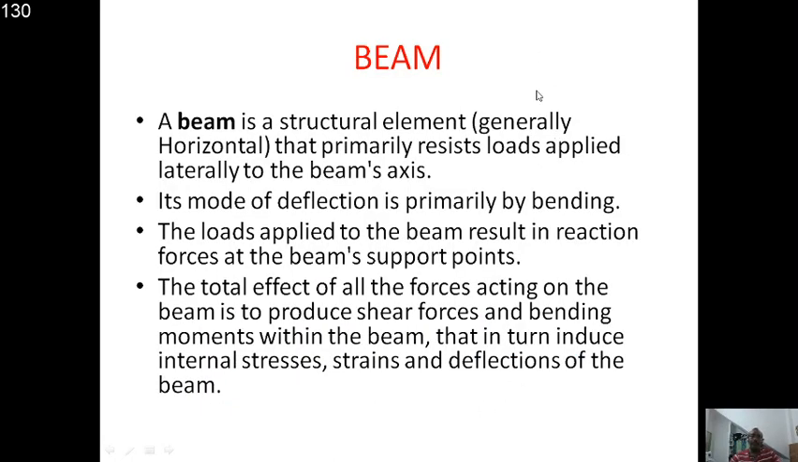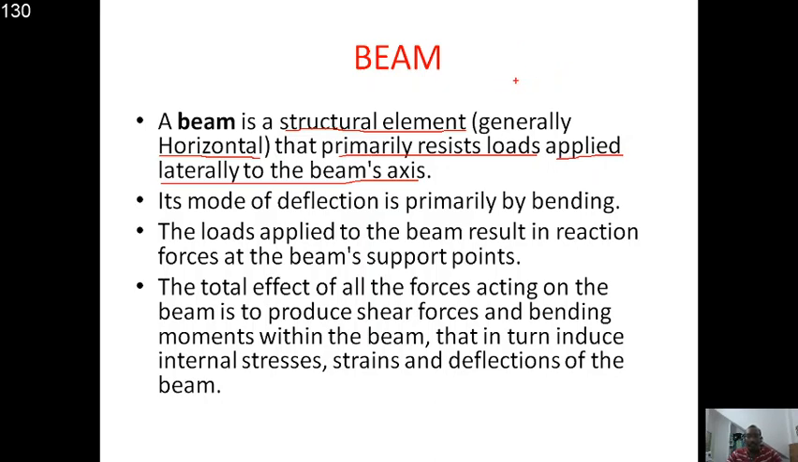A beam, as we earlier discussed, is a horizontal member, a horizontal structural element that primarily resists loads. It will resist the loads according to how the load is applied. The loads are applied laterally to the beam's axis. So the loads should act laterally.